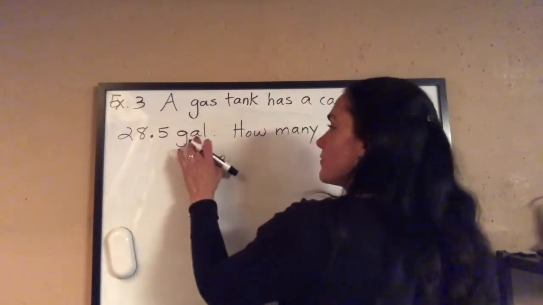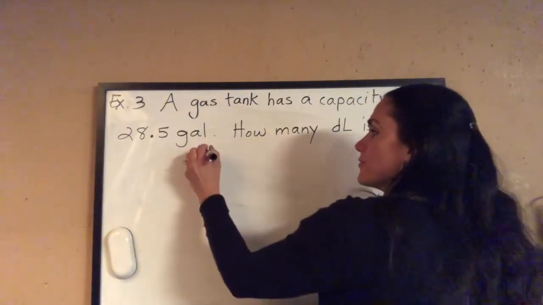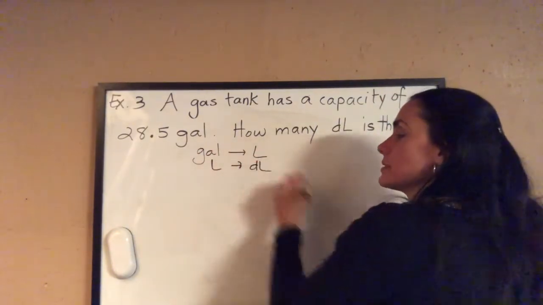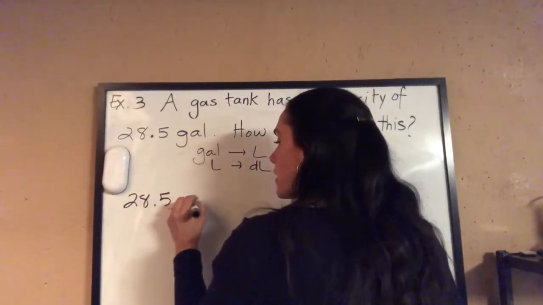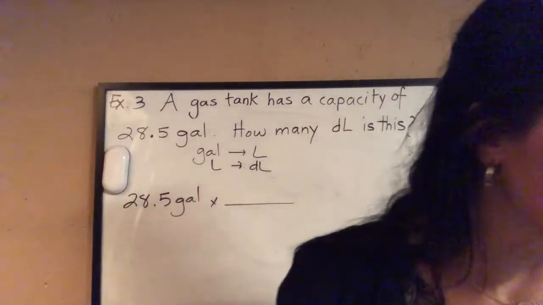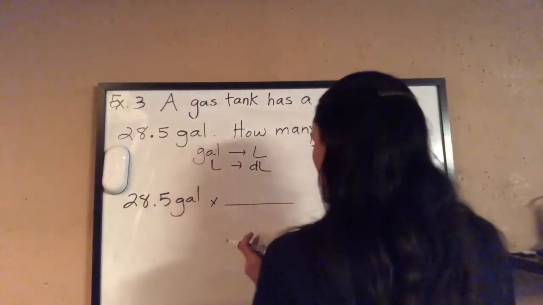So we will need to convert from this U.S. unit to a metric base unit. We can go from gallons to liters, and then from liters to deciliters. So 28.5 gallons we want to convert into liters. Go back to table 2.7. One gallon has 3.785 liters. So 1 gallon.